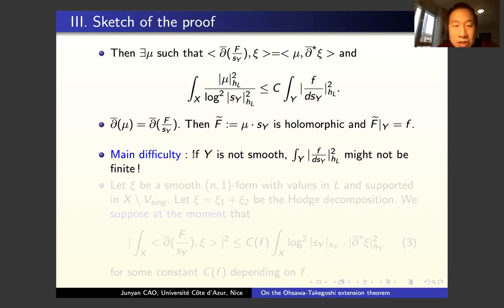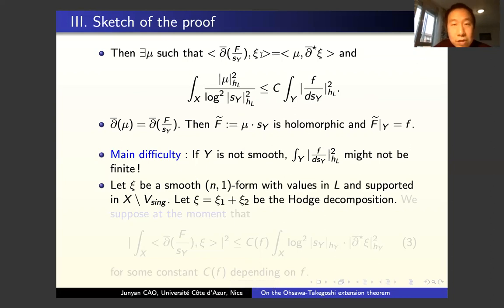Now in our case, the difficulty is that Y is not smooth, Y is only simple normal crossing. Therefore this term is not bounded. So in this case, how can we prove it? In our case, we don't take any Xi. We just take the Xi which is supported outside V. Here V is a small neighborhood of the singular locus of Y. The singular locus of Y is of codimension 2.